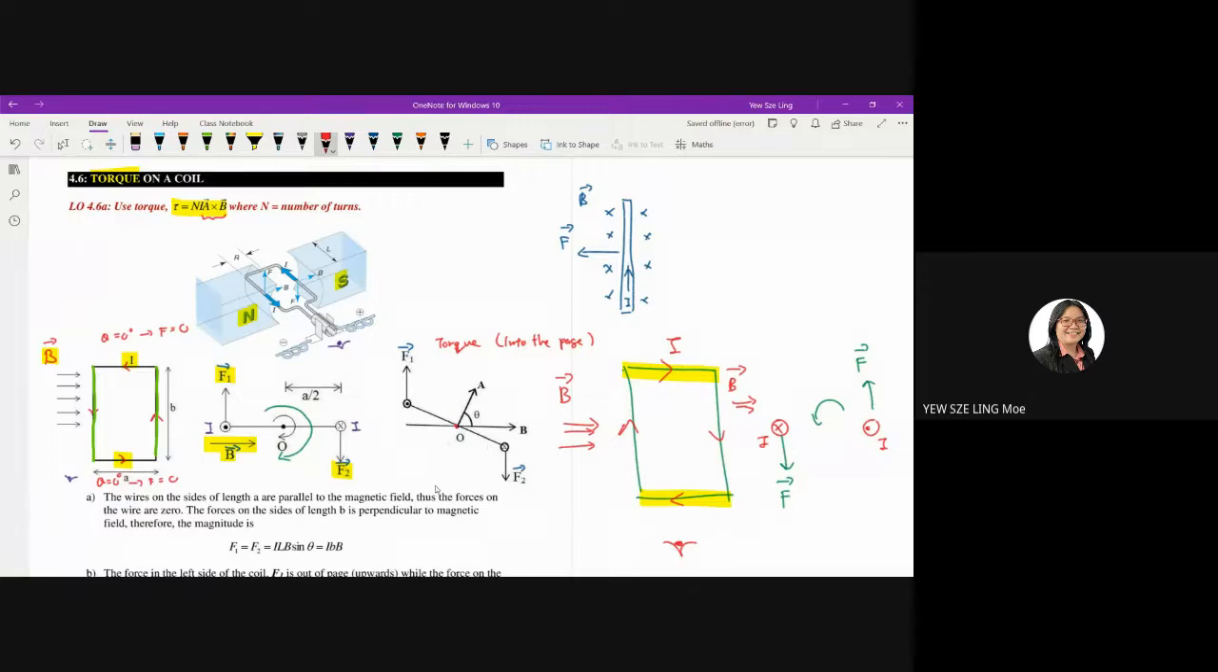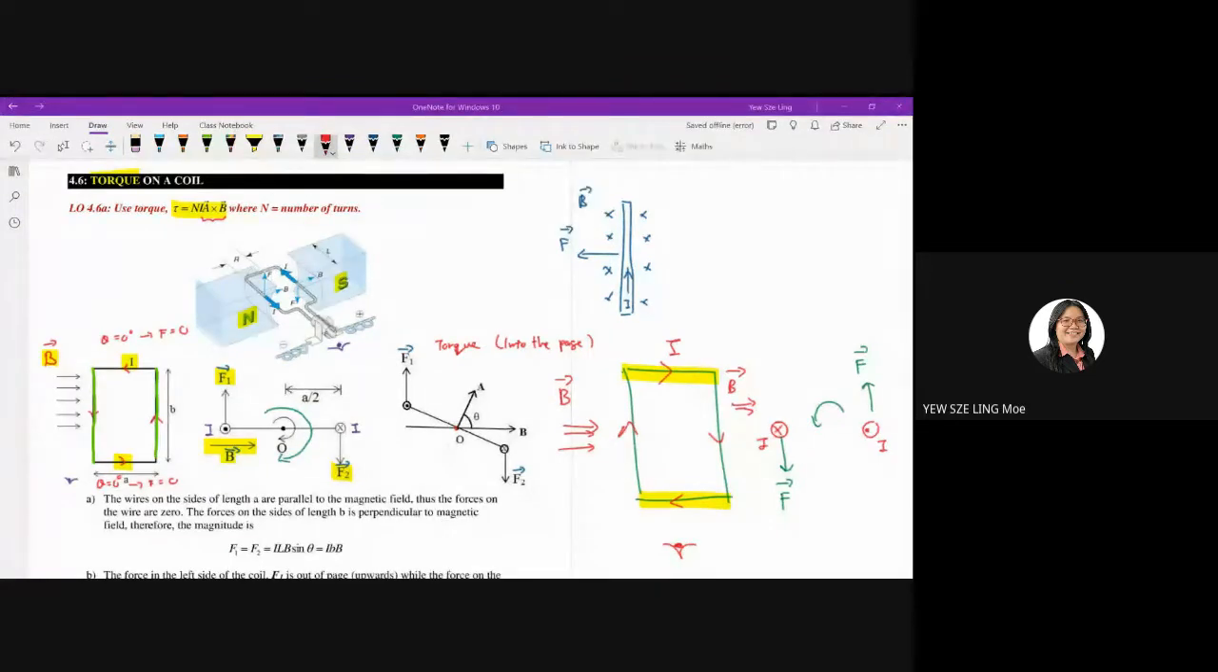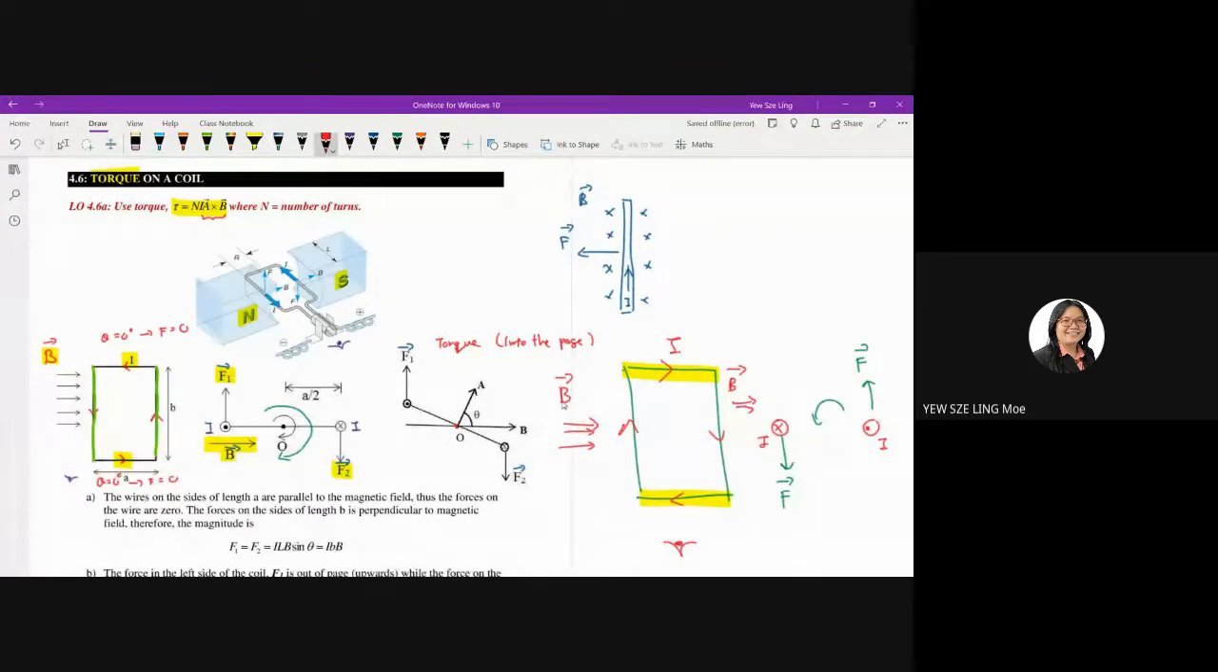So don't get confused. Directions of rotation doesn't represent the directions of torque. So if the question asks you to determine the directions of torque, then you have to be careful. But directions of rotation, anti-clockwise or clockwise, depends on the directions of the force.